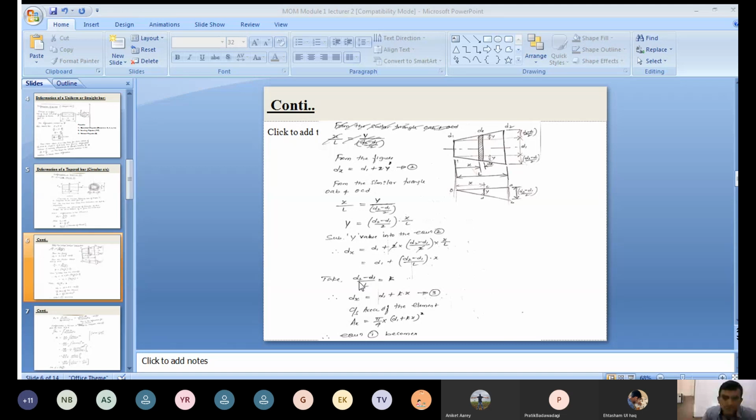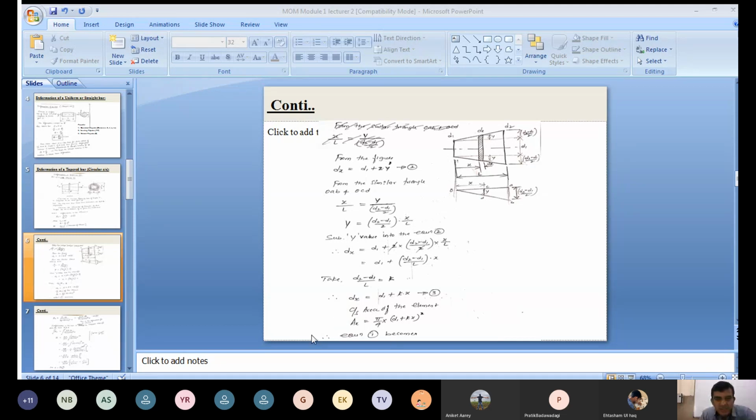For that, I will keep a constant here, because the numerator is in millimeter and the denominator is in millimeter, so they cancel out and we get a constant. I will put (d2 minus d1) by L as a constant K, instead of writing d2 minus d1 by L. Now the diameter of the element is d suffix x is equal to d1 plus K into x.